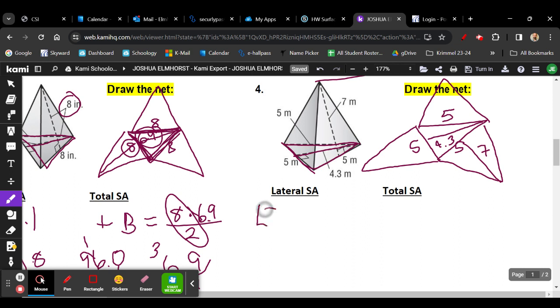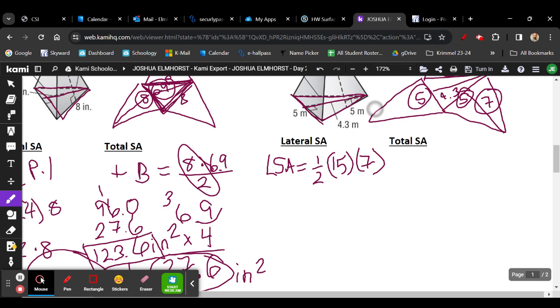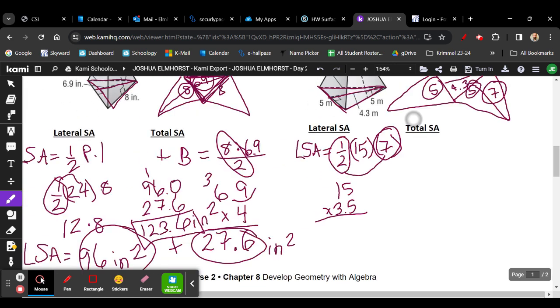So the lateral surface area for a triangular pyramid is going to be 1/2 the perimeter, which is 5 plus 5 plus 5, times the slant, which is 7, and that's divided by 2. So we could do 1/2 of 7 to do some mental math. So that's 15 times 3.5. So it looks like you're going to have decimals no matter which way you do it. Half of 7 is 3.5, and then we multiply to get the lateral surface area.